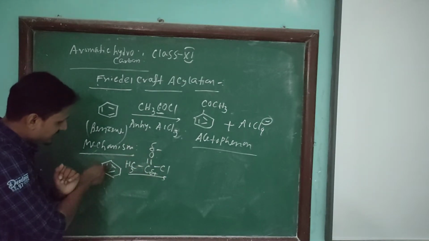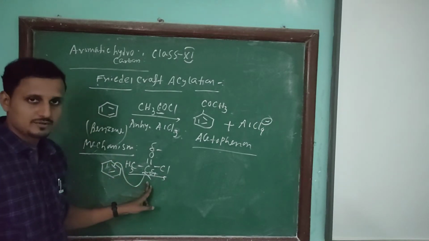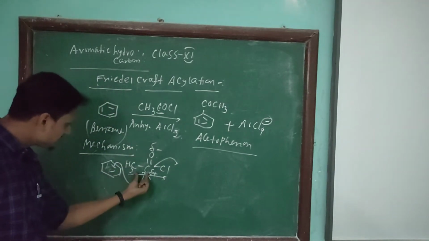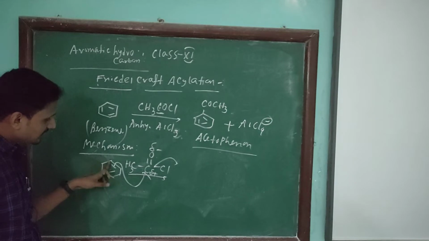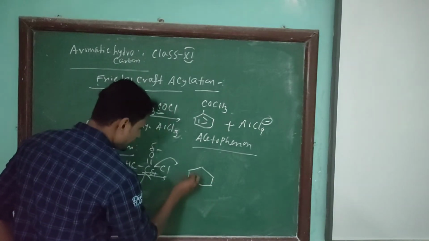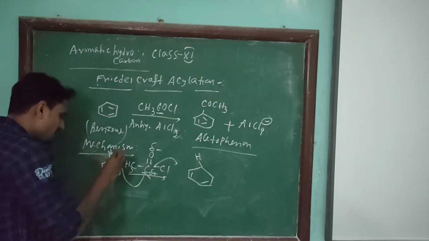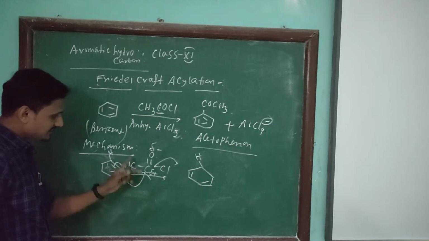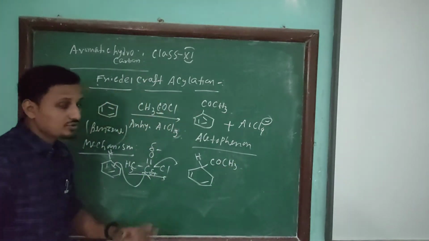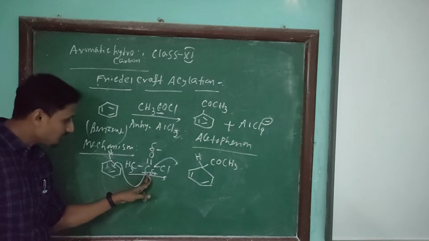Now what will happen? As benzene has pi electrons, this pi electron will attack this carbon and facilitate the removal of the chloride ion. It means this COCH3 group will be substituted. So we get this kind of intermediate. Benzene has one hydrogen here, and now we are attaching the COCH3 group here. Don't write CH3CO, you have to write COCH3, because the bond is formed with the carbon.